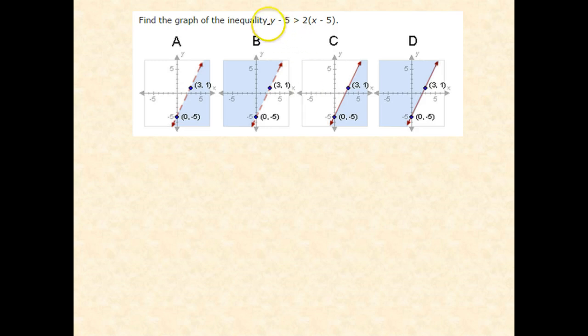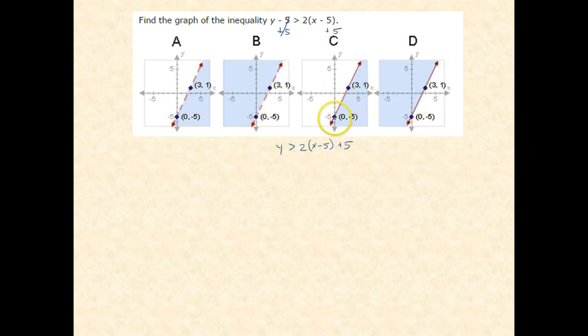Now this one is given to us in point slope form. And all we really need to do is add 5 to both sides in order to get y by itself. Once we have y by itself, we can use our little rules. We're going to have y is greater than 2 times x minus 5 plus 5. Now I could multiply this out and simplify and get it into slope-intercept form, but all these lines are the same.